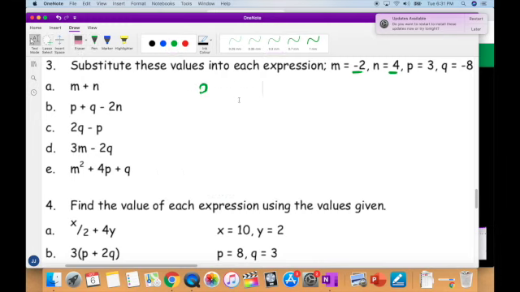Easy stuff, right? Substitutions. Easy peasy. Of course, next class you will be getting a spotlight challenge involving substitutions. So we'll see how that goes, right? 2q minus p. What's that now?